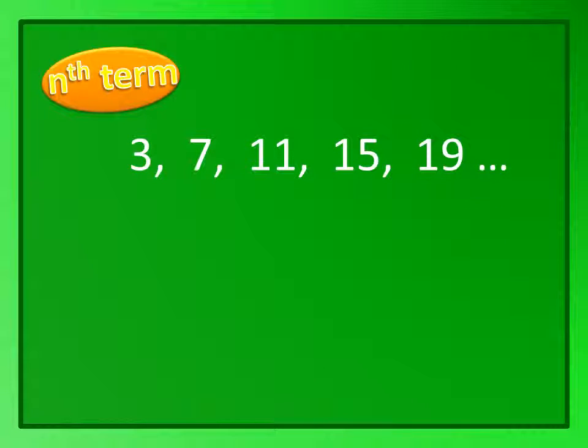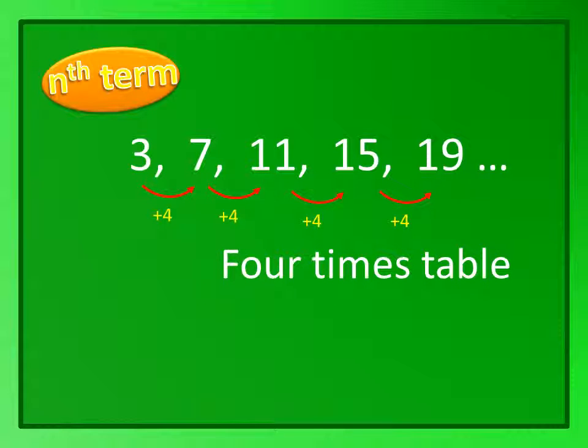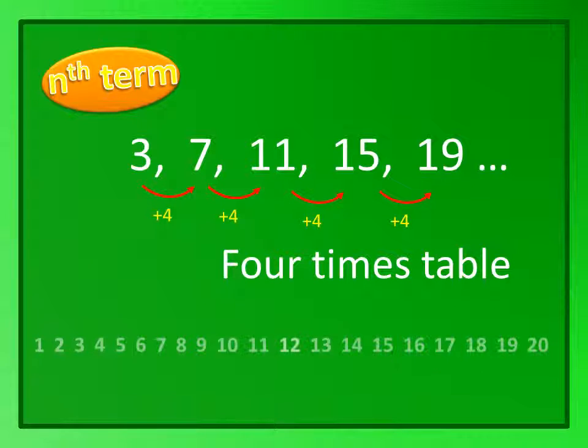Now let's look at another example. We're going to start again by looking at the difference between each pair of terms. This time it's going up in 4s, so that must mean that it's related to the 4 times table. Let's look at the 4 times table on a number line.